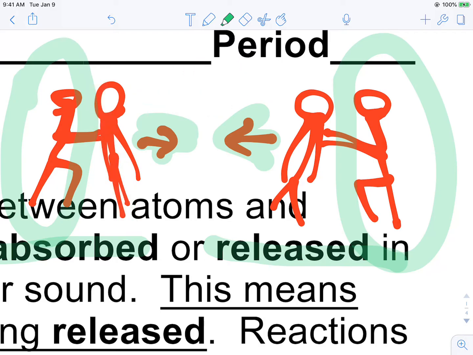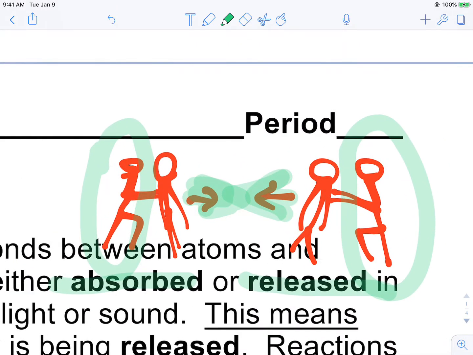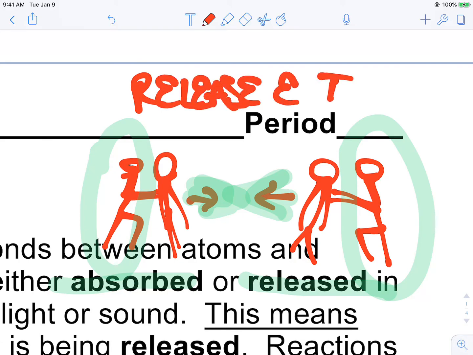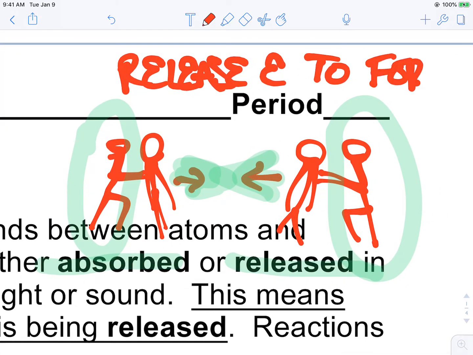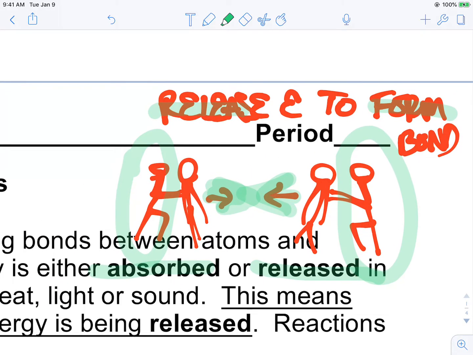And so in this case, we are releasing energy in order to make a bond form or to get these two people to come together in the middle. And so what we're going to write up top here is release energy to form a bond. So we're going to highlight release to form. And so we have release to form and take to break.